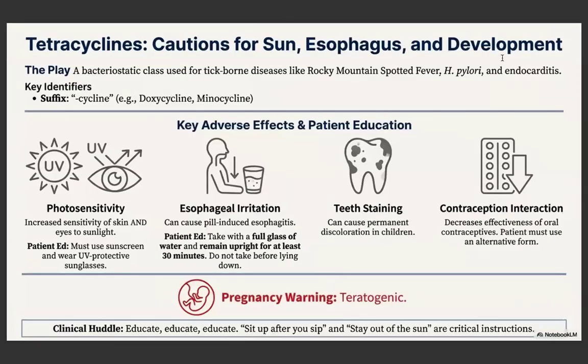Okay, so tetracyclines, I talked a little bit about the fact that they can increase that risk for sun damage and stuff like that. This is another one that's going to be teratogenic. It's again teratogenic, mostly in that first, second-ish trimester.